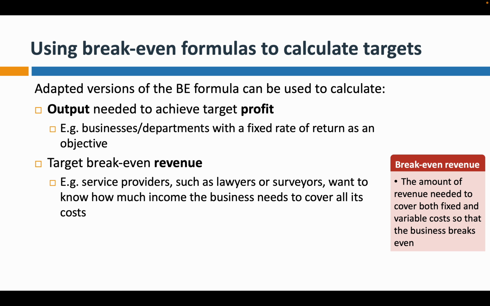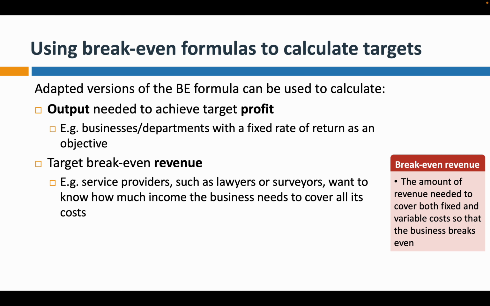So it can be used as we can be interested in calculating the output needed to achieve our target profit. Let's say that my business decides, I want to have a profit of $100,000. What is the output needed in order to achieve my target profit? This might be useful for businesses that have a fixed rate of return as an objective, for example. Or another target that we can be calculating is revenue.